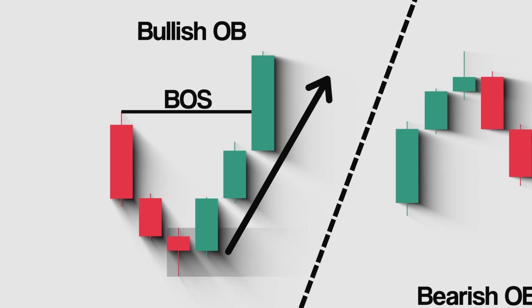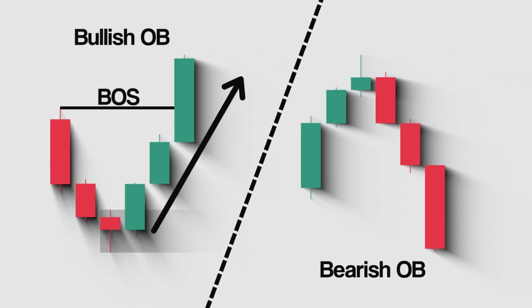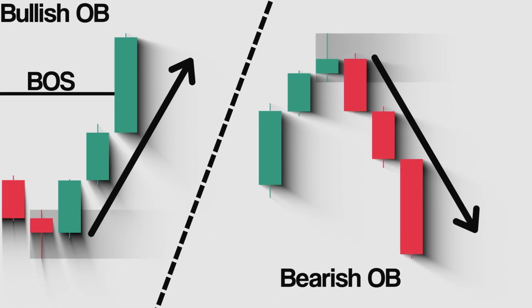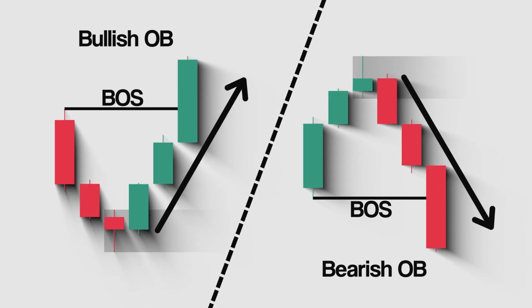breaks structure. In a bearish environment, a bearish order block is the last bullish candle before a strong downward move that forms a break of structure. Understanding this foundation is essential before moving on to validation criteria.